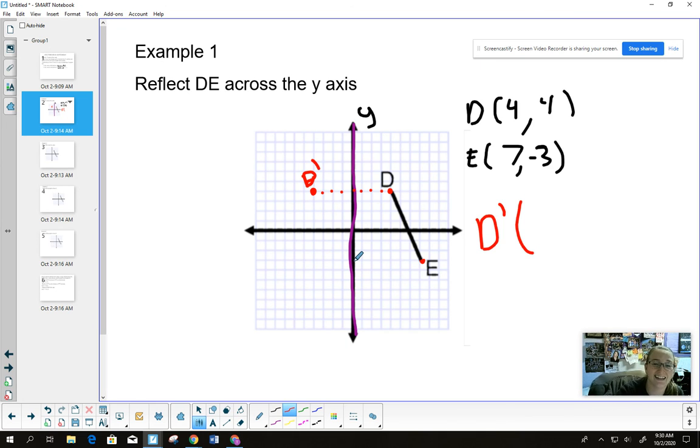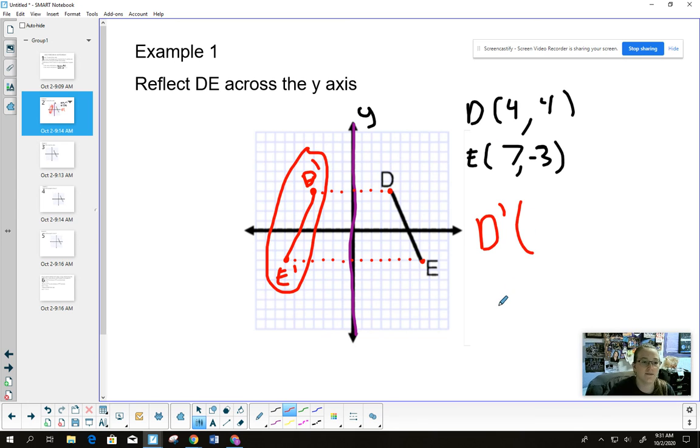Okay, try it again. Count how far away E is from the y-axis. How far is it? Let's count. We got 1, 2, 3, 4, 5, 6, 7 away. So I need to put E 7 away on the other side. 1, 2, 3, 4, 5, 6, 7. There is E prime. That's our new image of E. We can connect the dots, and this is my answer.